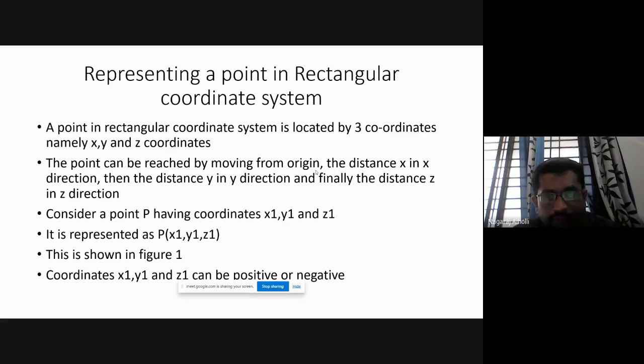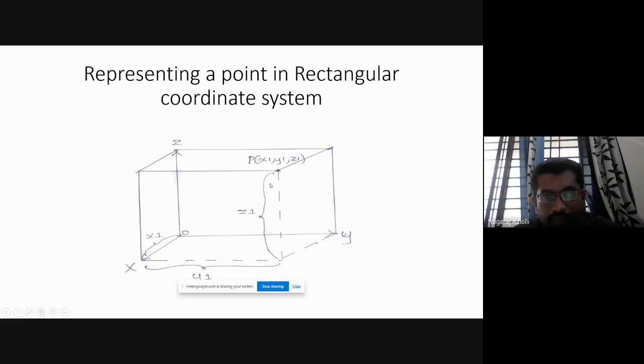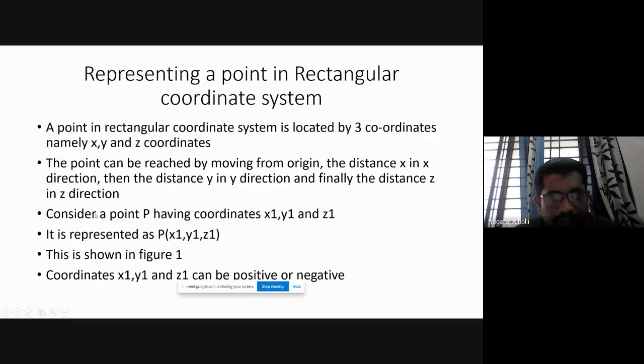The point can be reached by moving from the origin the distance x in the x direction, then the distance y in the y direction, and finally the distance z in the z direction. Consider a point P having the coordinates x1, y1 and z1. This is our coordinate, whatever we have reached. It is our point P, and I am writing it as P of x1, y1, z1. This is shown in the figure here.